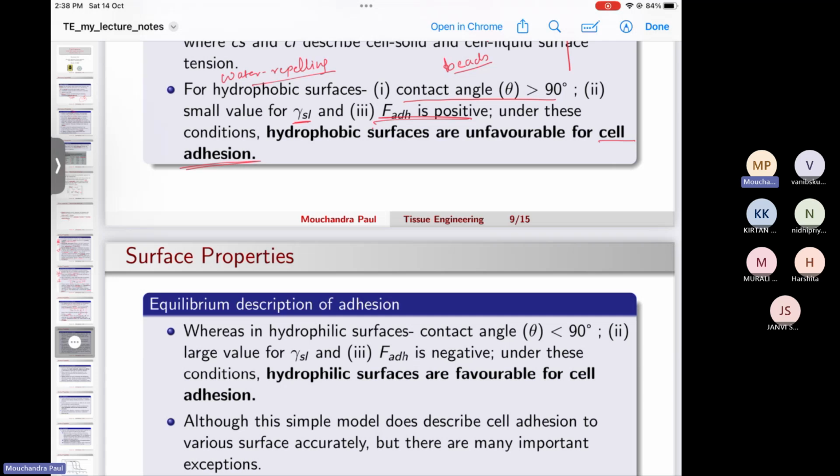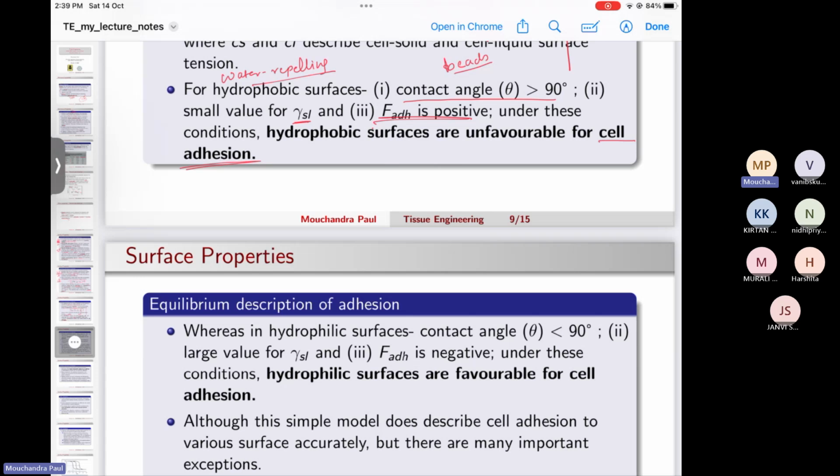what groups can you imagine? There will be carbons, basically hydrocarbons, CH groups, and aromatic groups, with no oxygen or nitrogen groups. So these groups make the surface highly hydrophobic.